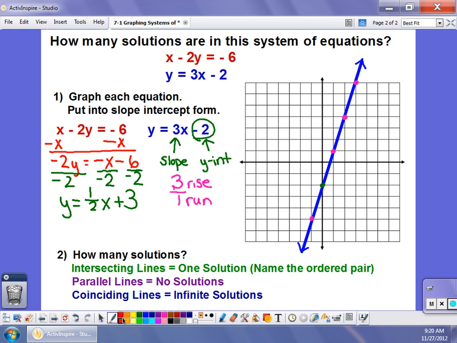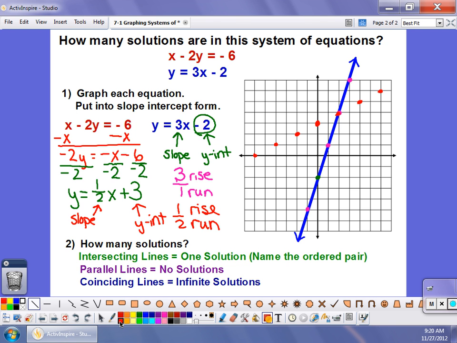So now it's time for me to use my slope and intercept in order to graph this. I see that my y-intercept is +3, so I'm going to use that as my starting point. And I have a slope of 1/2. A slope of 1/2 means I have a rise of 1 and a run of 2. So from the starting point, I'm going to rise 1 and run 2. And I'm going to put a bunch of different points on here so that I can graph this line pretty easily. I'm going to use a straight edge to connect these dots together. There we go.